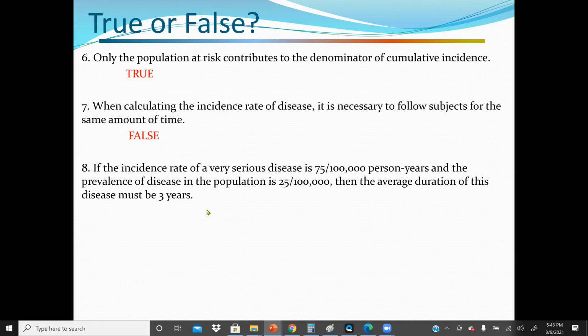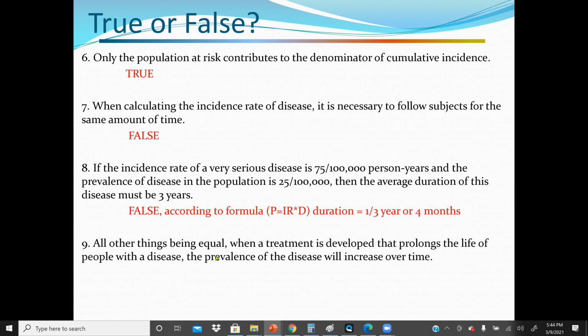If the incidence rate of a very serious disease is 75 per 100,000 person-years, and the prevalence of the disease in the population is 25 per 100,000, then the average duration of this disease must be 3 years. That is not correct, because we divide the prevalence by the incidence, so it would be the opposite. That would be 1/3, not 3.